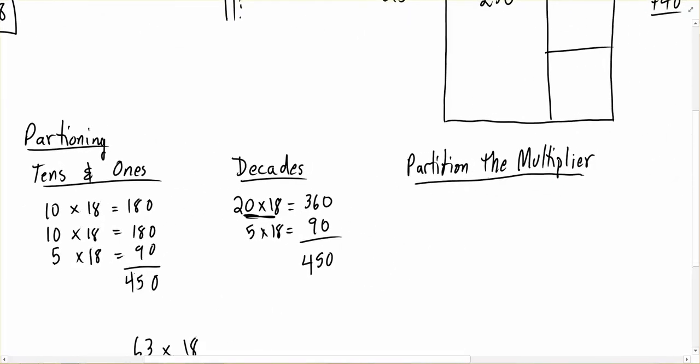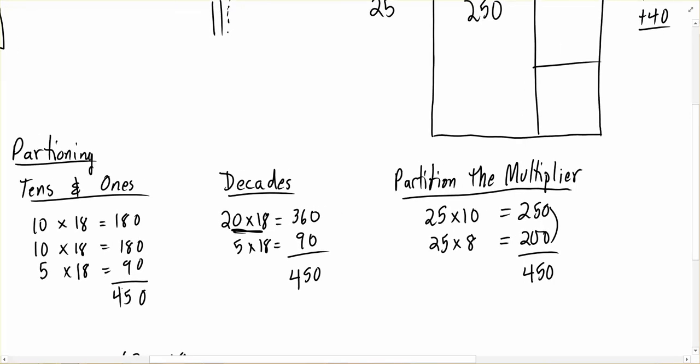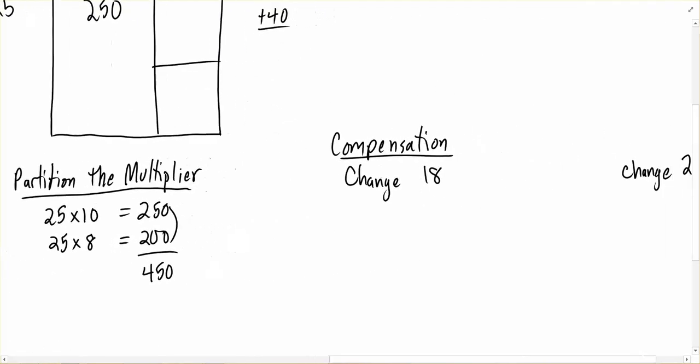There's also partitioning the multiplier. And here, instead of partitioning up 25, we partition up 18, and we say I can do 25 times 10, and I can do 25 times 8, and get those products. And maybe this one they'd have to think about a little bit to get that, but it gets us to the same place as well. We add up those two parts. All of these have ways we can show them on the open array. I'd encourage you to try that out. See if you can make the open array and display those.